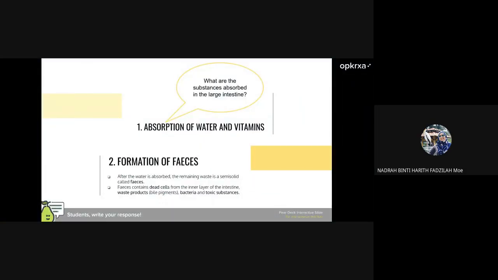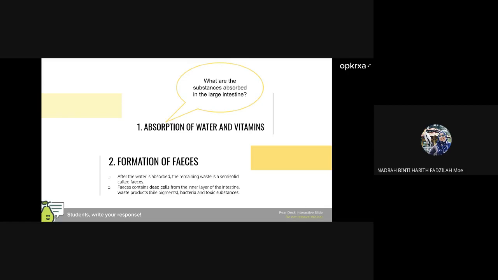Once the water and vitamins are absorbed, sebenarnya main function large intestine ni memang mainly untuk absorb water lah. So basically daripada semua intestine dekat ileum tu, makanan masuk into the large intestine still liquidy, masih dalam keadaan cecair kan. So when the water is absorbed, the remaining waste become semi-solid called feces atau najis atau tahi lah.